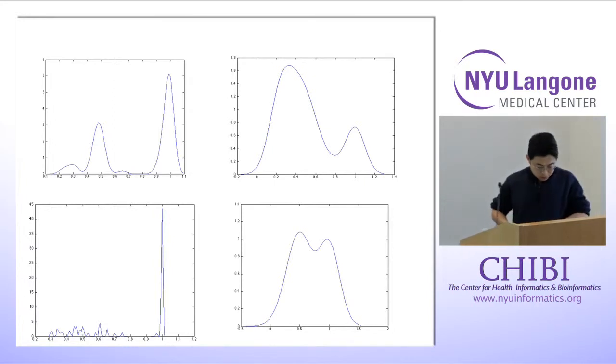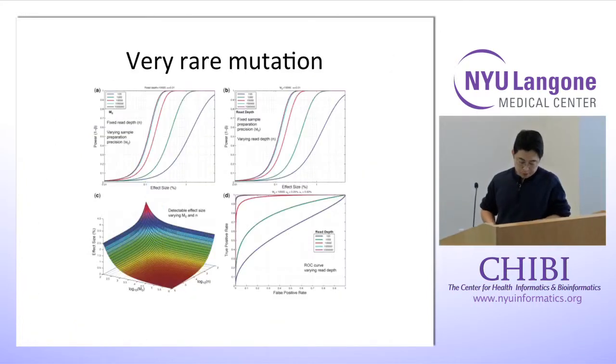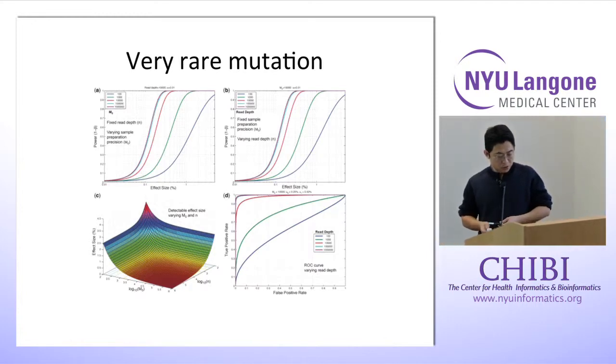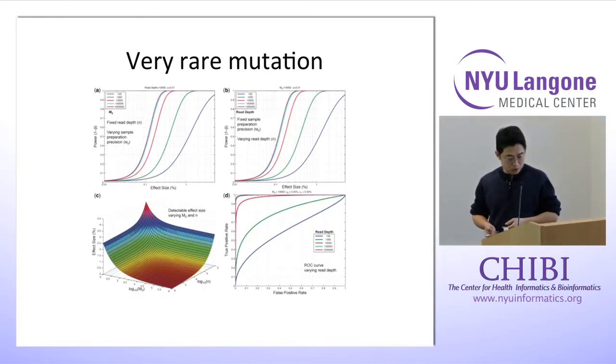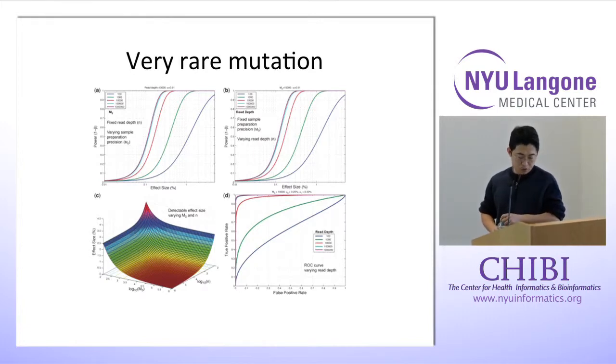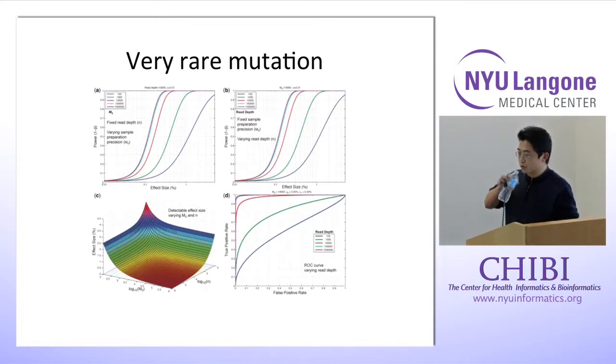So I will discuss a little bit about the very rare mutations. Current whole exome sequencing is limited by the error rate of the platform, and also the calling algorithm. So it's difficult to discover very rare, low frequency mutations using traditional methods.